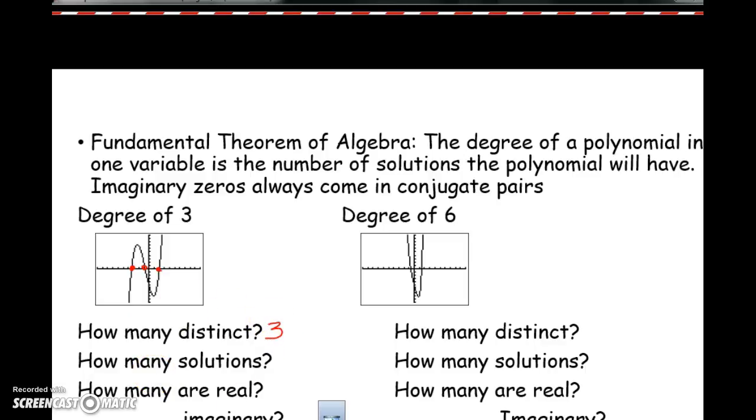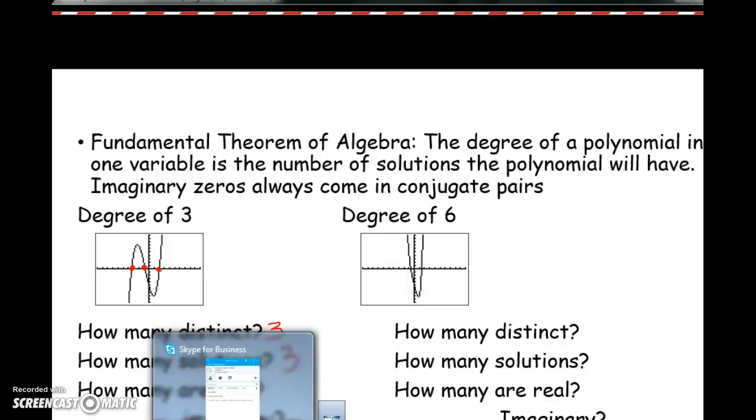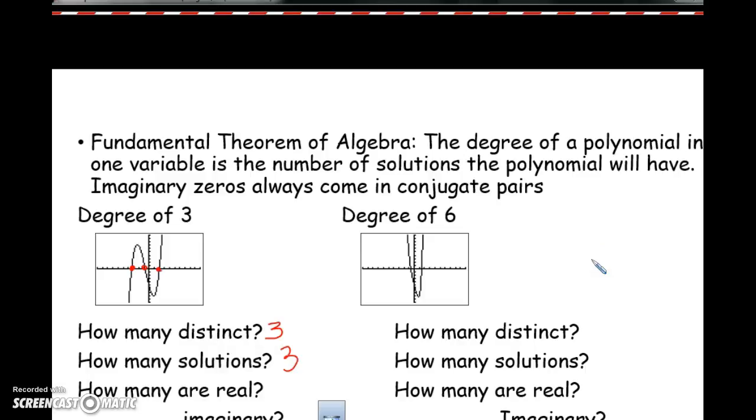If it has a degree of 3, how many answers does it have to have? 3. The number of solutions is equal to the degree. Do we see them all? Are they real? Yes, we can see them all. All 3 are accounted for on the graph by those red dots. So how many would be imaginary? 0. If I have to have 3 answers and all 3 are real, there would be 0 imaginary.